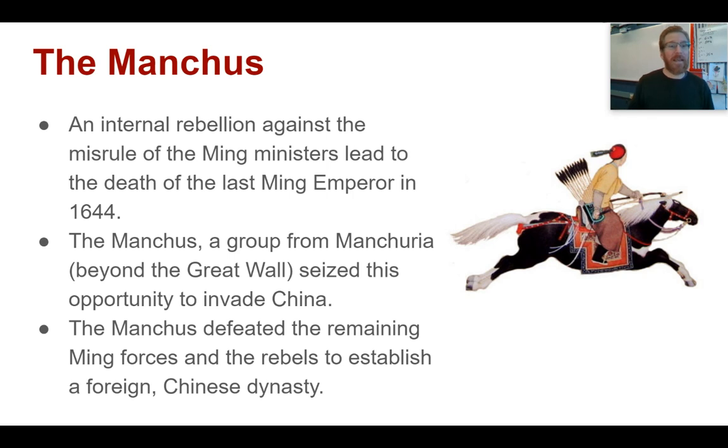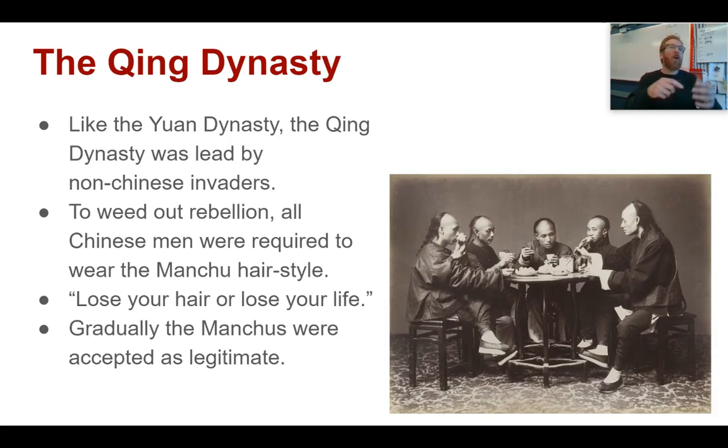And once again, the Manchus will come in and establish a foreign Chinese dynasty. Just like the Yuan had done it, they were Mongols. The Manchus are going to come in and create their foreign Chinese dynasty. They call their dynasty the Qing Dynasty. Now, this Qing Dynasty, these non-Chinese invaders, come in, and the first thing they need to do is stop any rebellion. Get rid of the idea that somebody else could be in charge here.